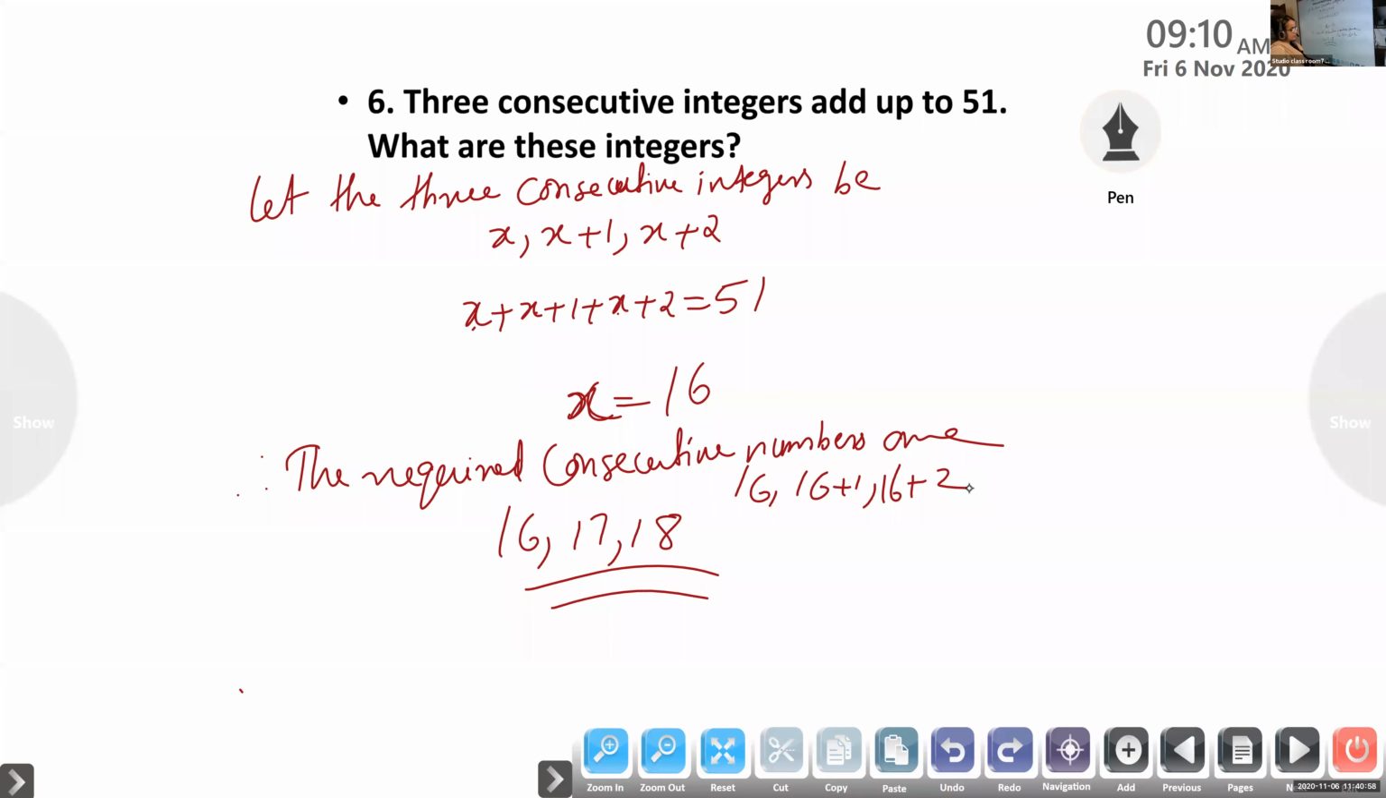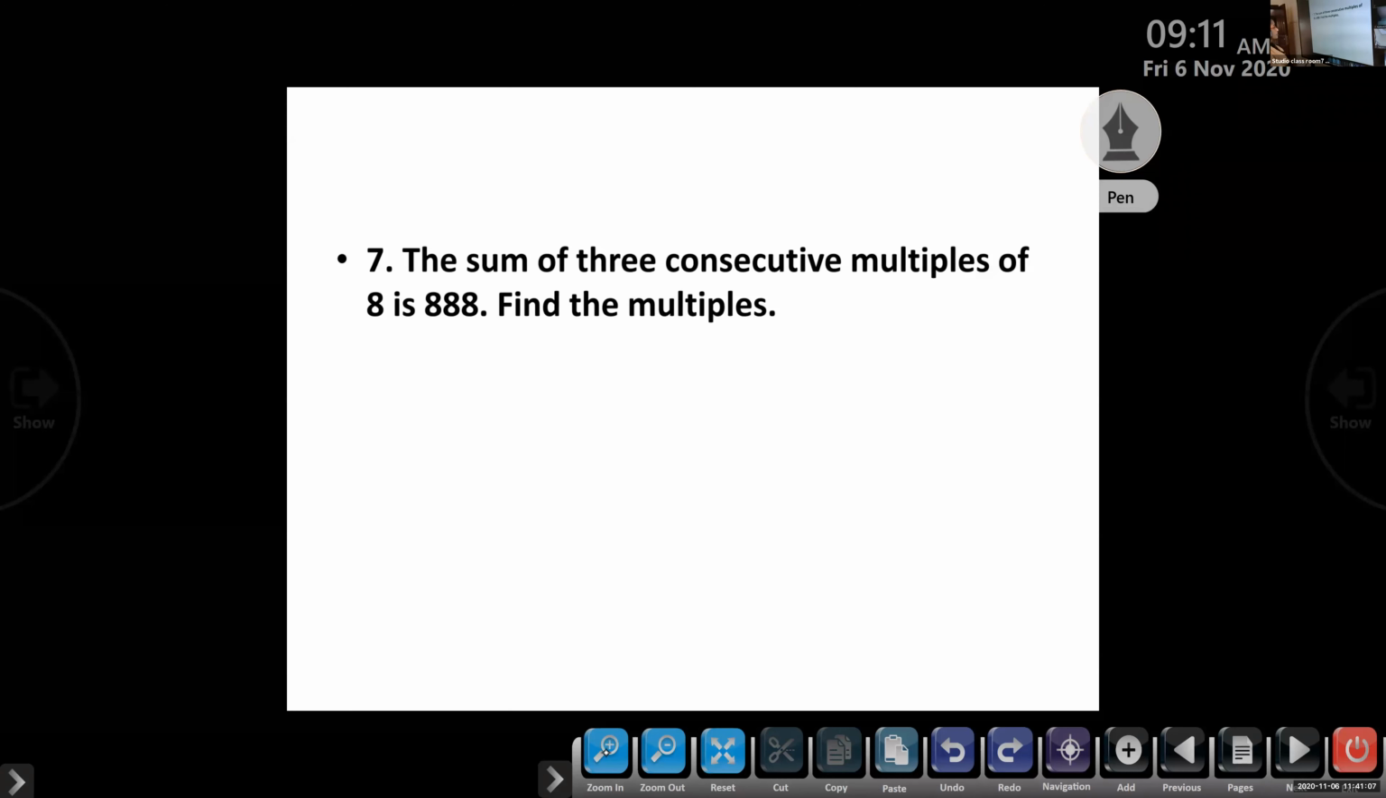Next question. Sum of 3 consecutive multiples of 8 is 888. Find the multiples. Try all of you.